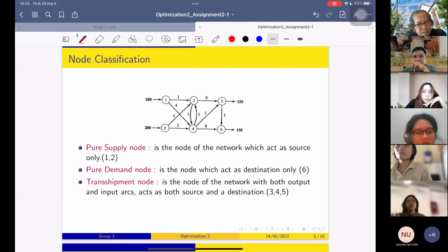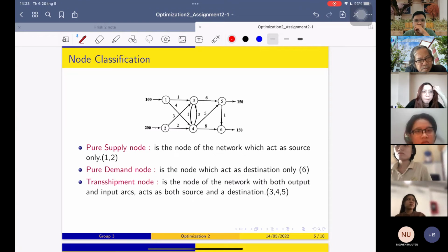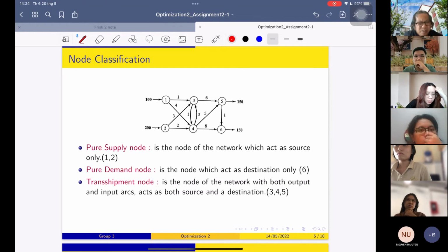Dạ là nó sẽ sử dụng cái buffer amount để mình giải. Bạn không hiểu cái bài toán với cái cách giải của bài toán, hiểu không?